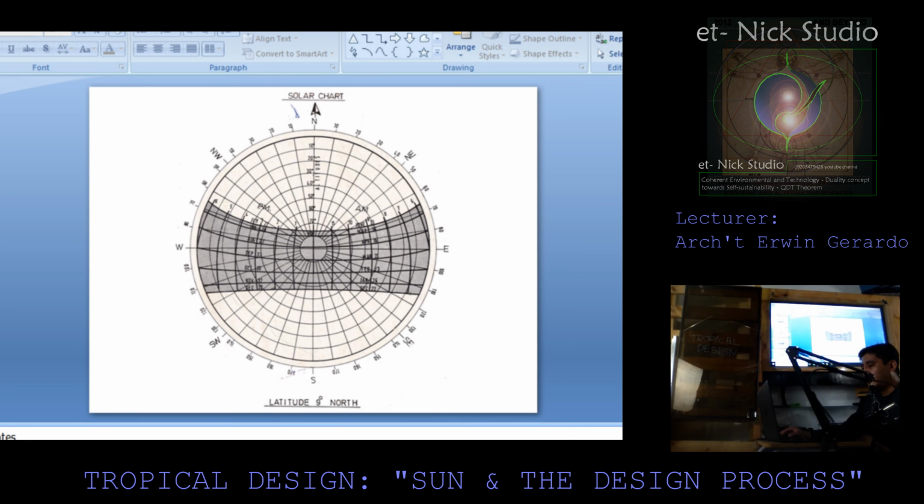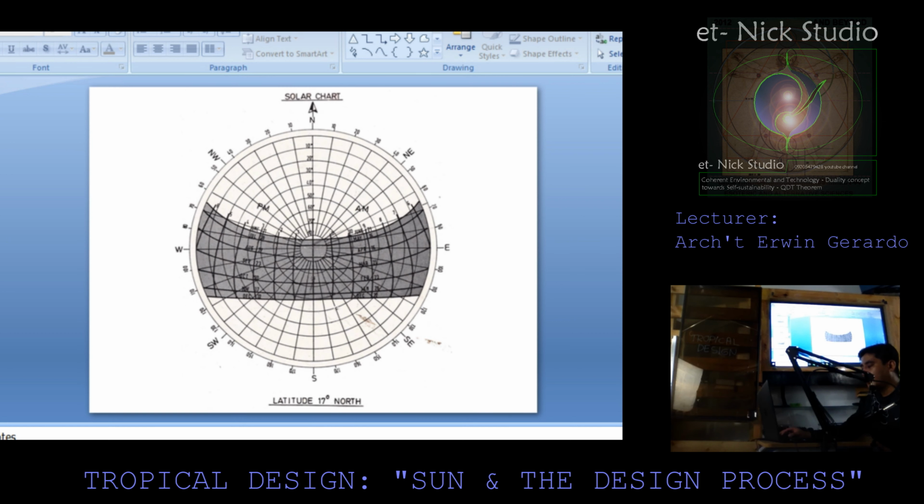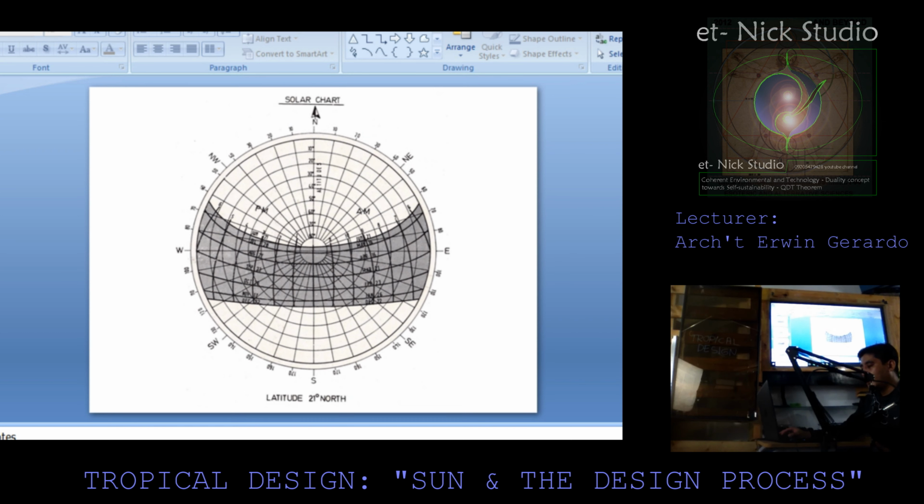This is an example of a solar chart. Latitude 9 degrees north. Once again, another example of a solar chart. Latitude 13 degrees north. Another example of a solar chart. Latitude 17 degrees north. Another example of a solar chart. Latitude 21 degrees north.